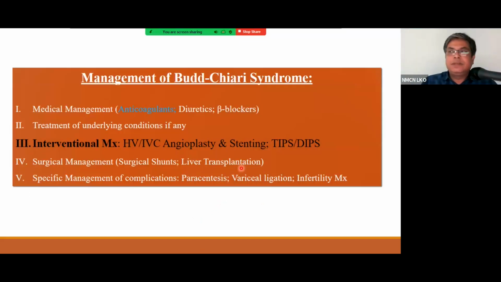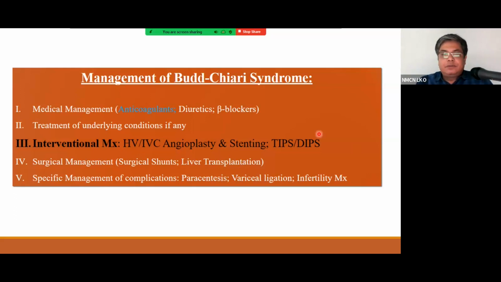So the general approach to management of Budd-Chiari syndrome consists of medical management with anticoagulants forming the cornerstone, others being diuretics and beta blockers as required, treatment of the underlying condition if any, and radiological interventions in the form of recanalization therapy, angioplasty, stenting, and shunt procedures like DIPS and TIPS.